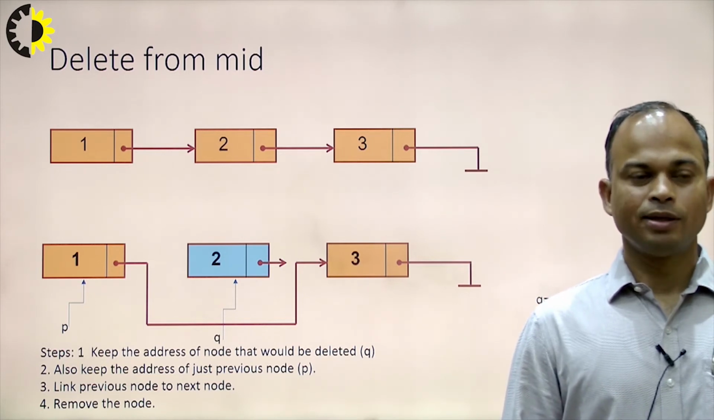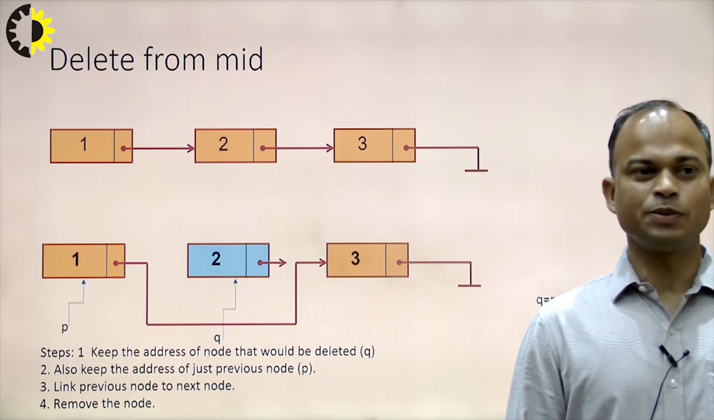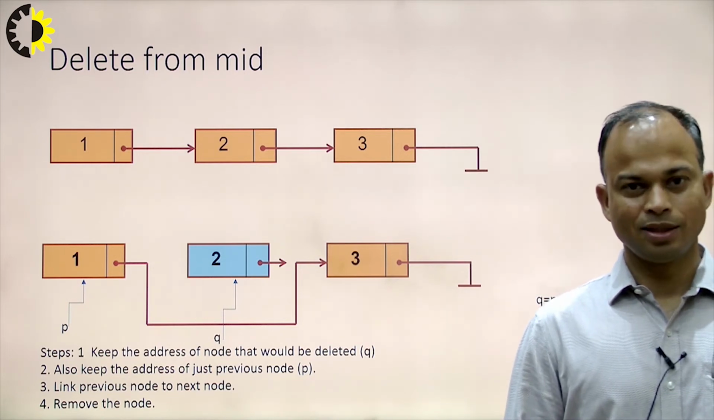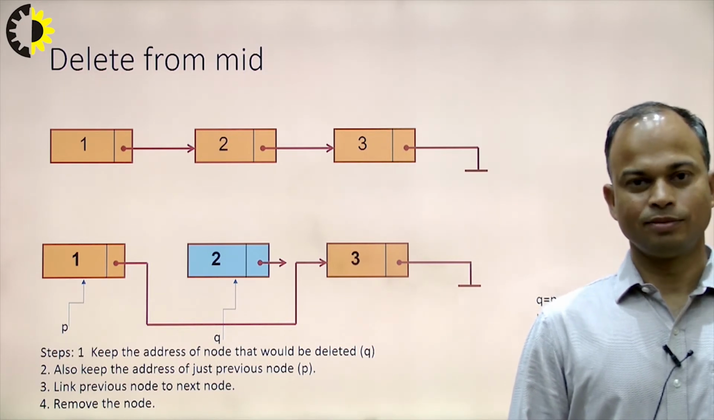Say we want to delete the second node, and pointer q is pointing to the second node. So we need the address of the first node also, the previous node also.